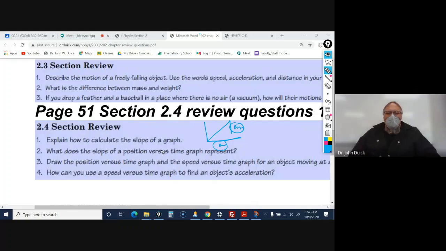What does the slope of a position versus time graph represent? Oh, I can't wait to ask this one to Caroline. What does it represent? So it looks like this. This is position, which is in meters, and time, which would be seconds. So what is this? This is position. This is distance. This is time.